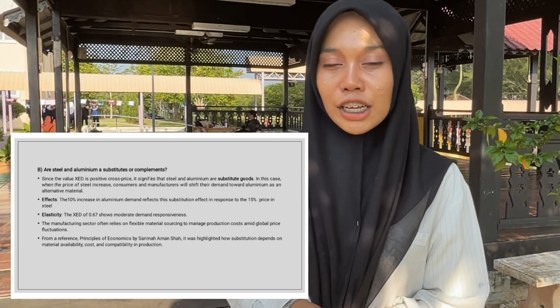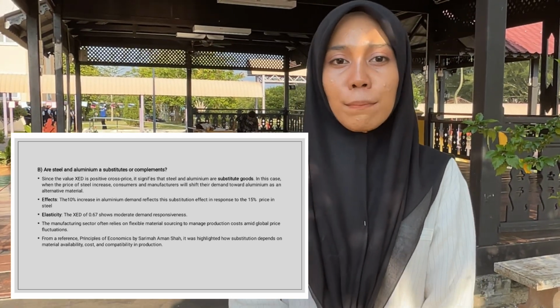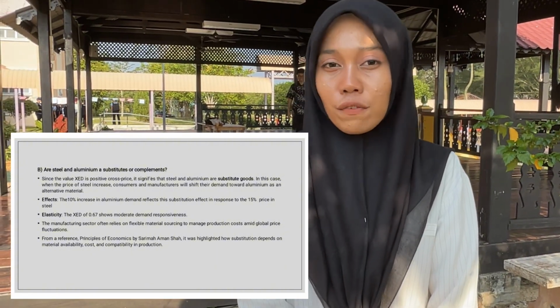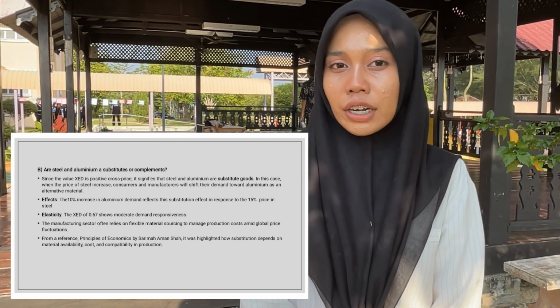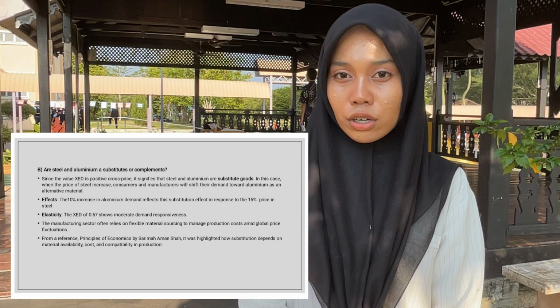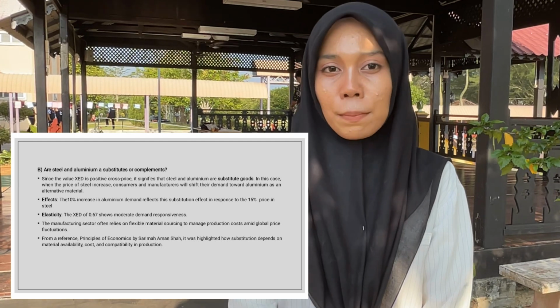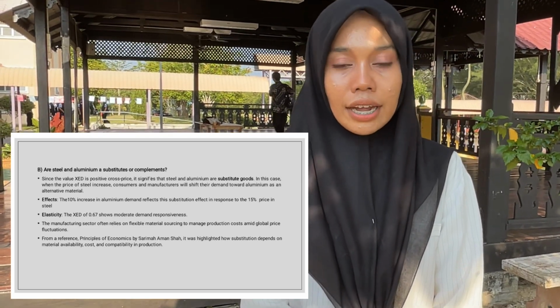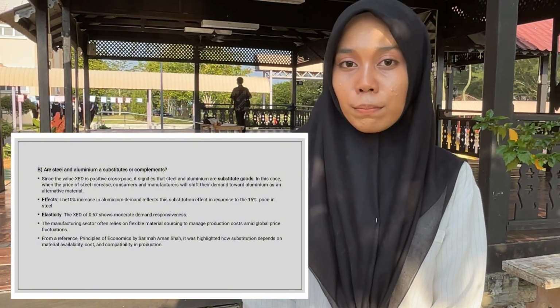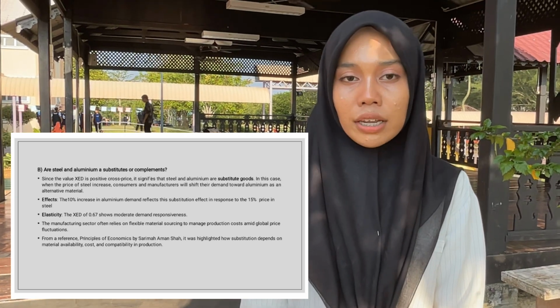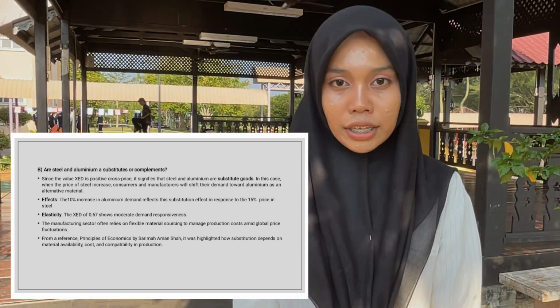Factors like availability, cost, and how well aluminium works in place of steel all play a big role in whether businesses can actually make the switch. With flexible material sourcing, manufacturers often rely on alternative materials to manage costs during price fluctuations. When the steel price rises, aluminium may be used instead, but this depends on its properties and industrial flexibility. According to the book Principles of Economics by Sarima Amanshah, substitution depends on factors like material availability and production compatibility.